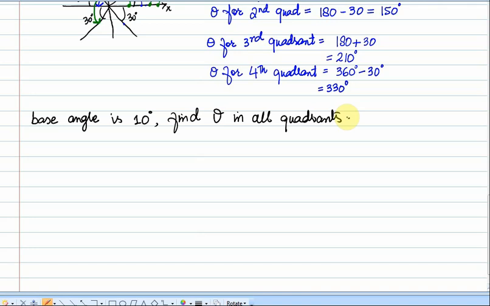First, draw the axis, highlight the base angle like I have done in the previous question, and then mark the angle theta in all the quadrants.